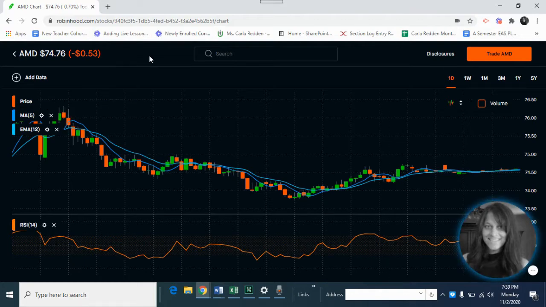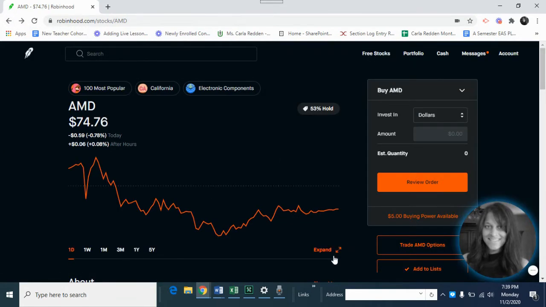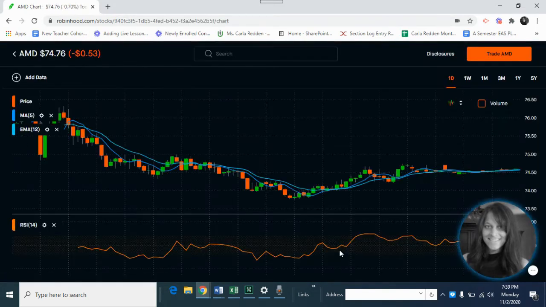So just adding into it, you'll notice I'm in this big graph now. I've expanded the graph, and I'll show you how I did that. There are two arrows here. Just click expand, and it'll give you an even more detailed analysis of what is going on in that stock, in the stock price.